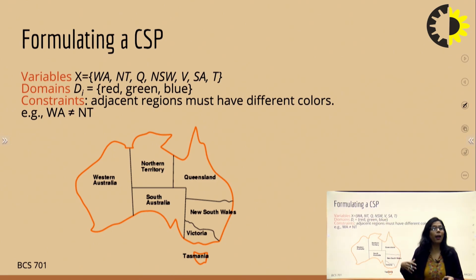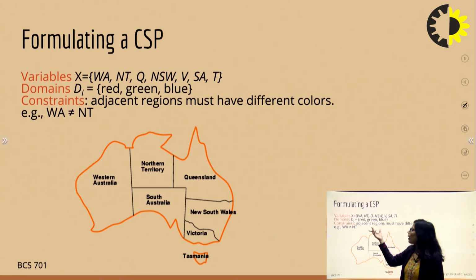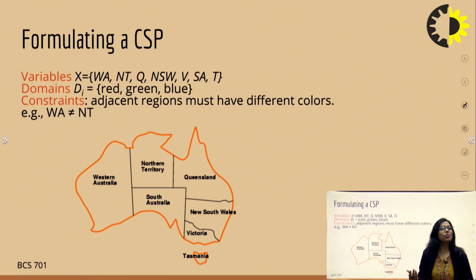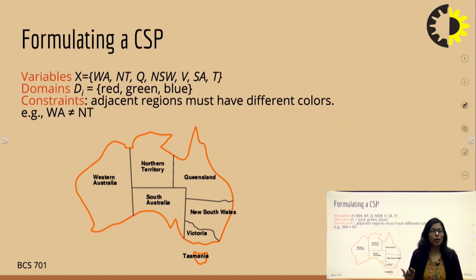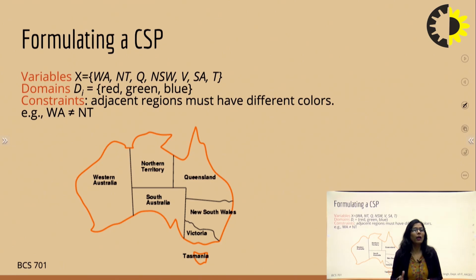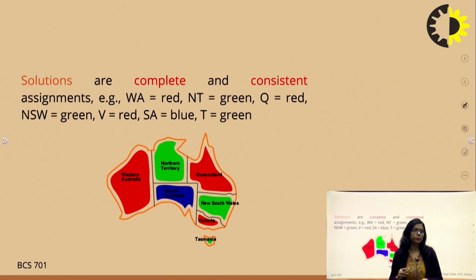Domains are the colors that I want to put in. Here the colors are red, green and blue. And what is the constraint? The constraint is that adjacent regions must not have the same color. For example, Western Australia and Northern Territory cannot have the same color. So that is how we formulate or depict a CSP problem.